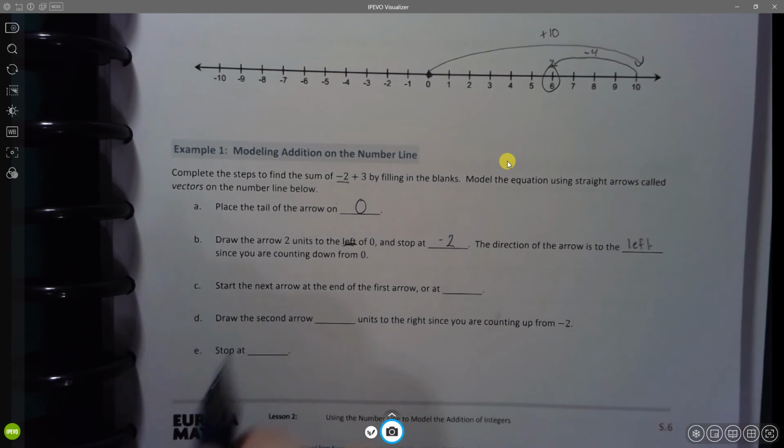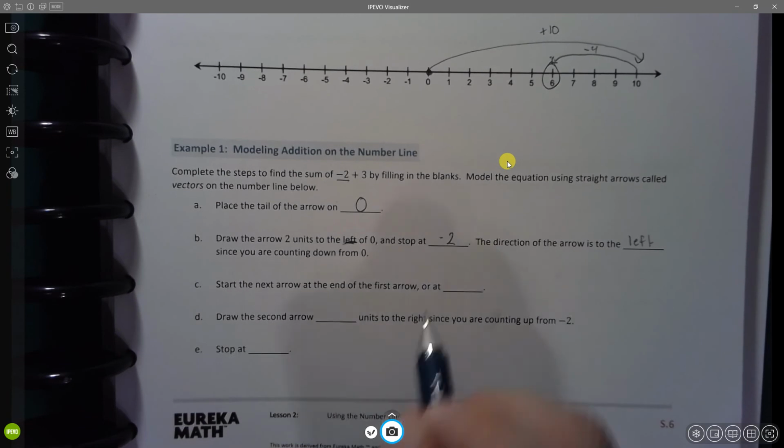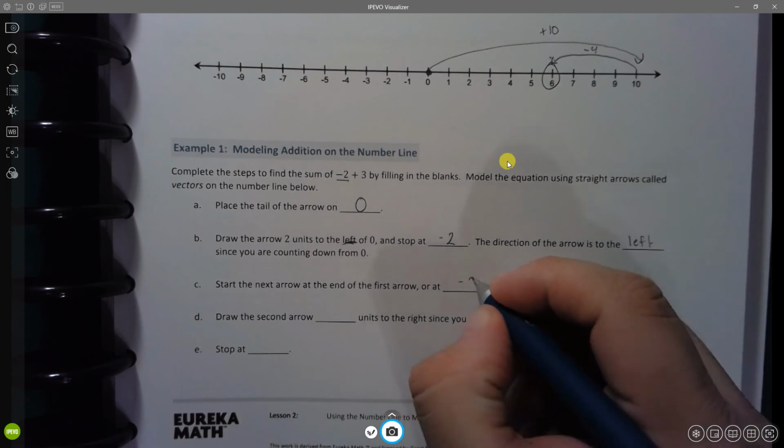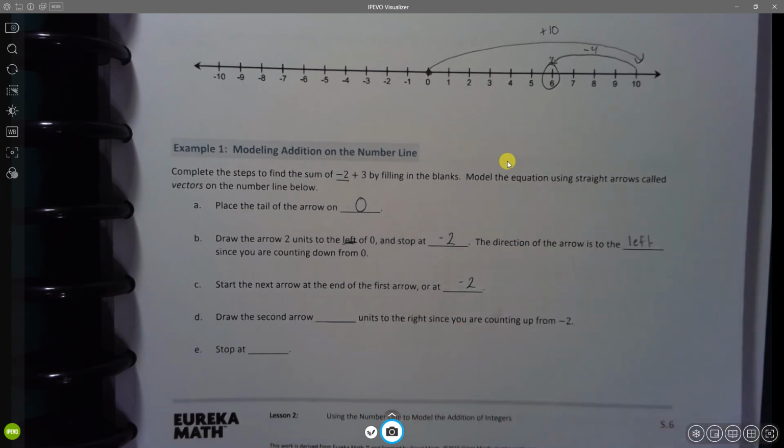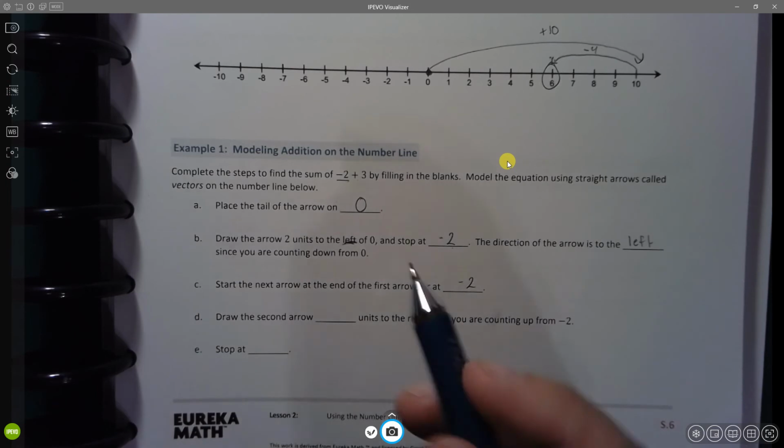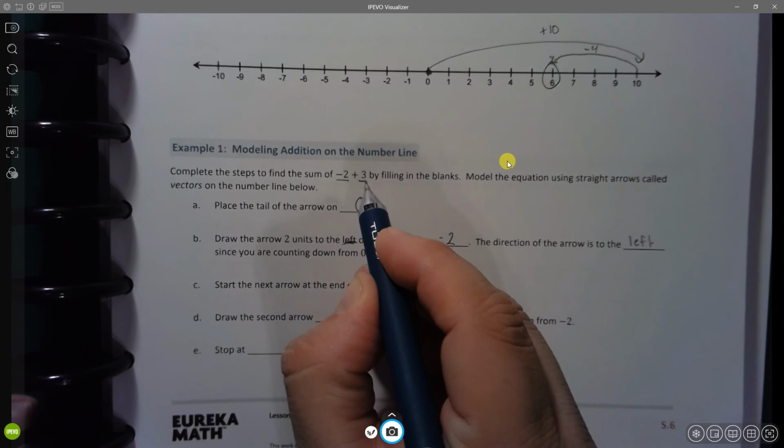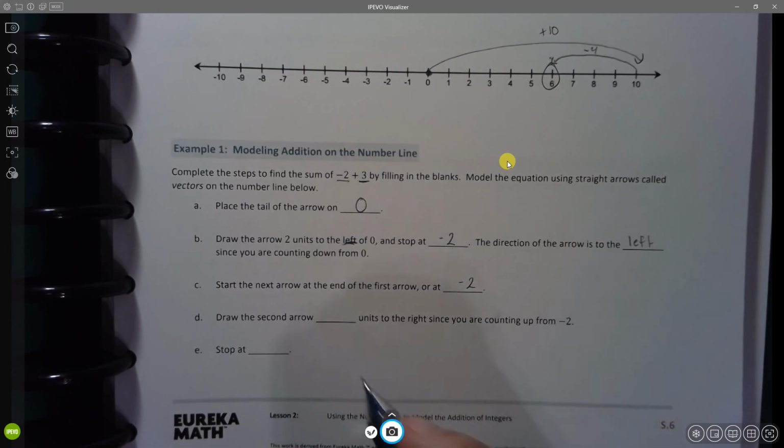Now start the next arrow at the end of the first arrow. Where are we going to start? We're going to start where we left off, at negative 2. Now draw the second arrow blank units to the right since you're counting up from a negative 2. How many units do we have left to count? We got 3. So draw the second arrow 3 units to the right since you're counting up from a negative 2. And we're going to stop at what? What's a negative 2 plus 3?